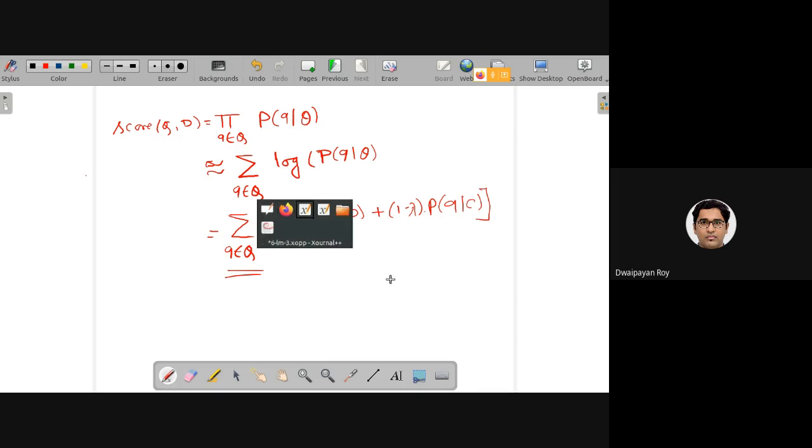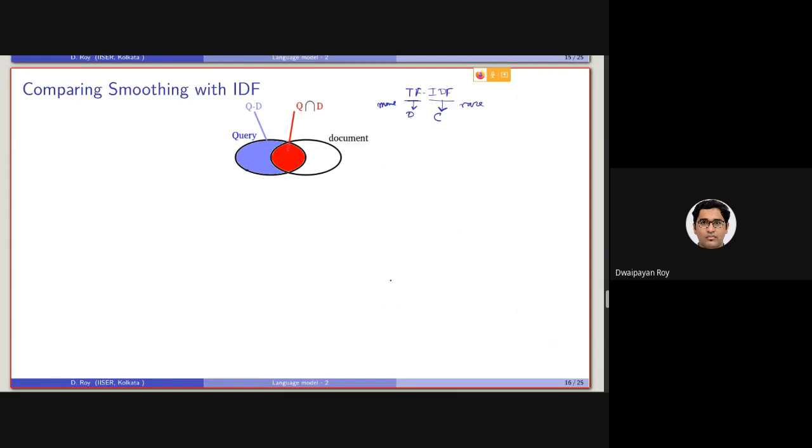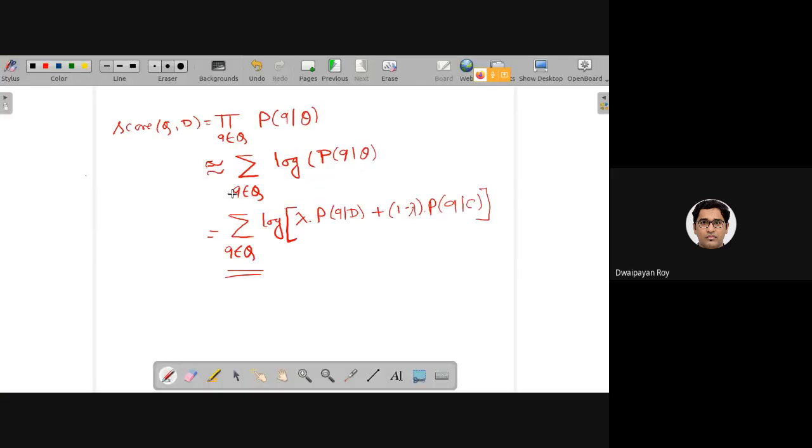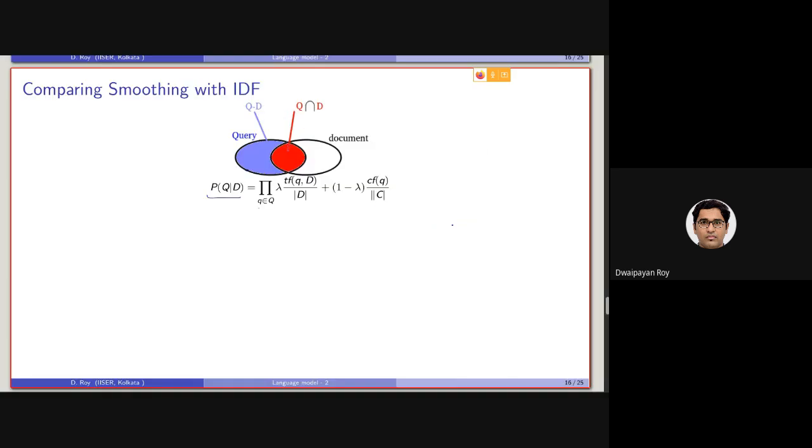Now let's come back to the discussion that we were having. Can we somehow derive a corresponding TF-IDF based expression from this language model? Here probability of Q given D is computed as a product over all query terms. Note that we started with a probability, but this is not a probability anymore. This is computed over all query terms and their multiplication.